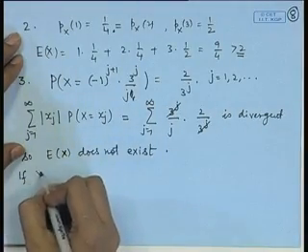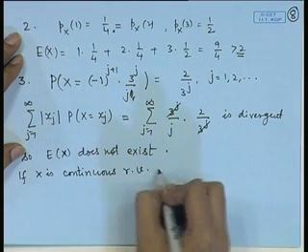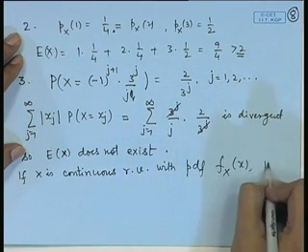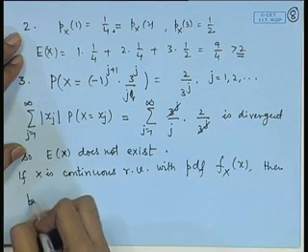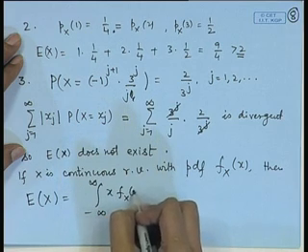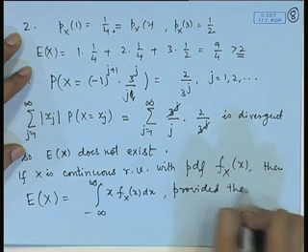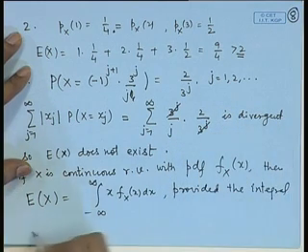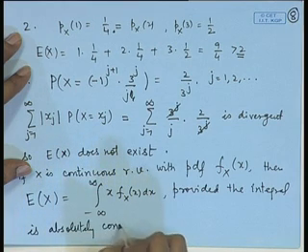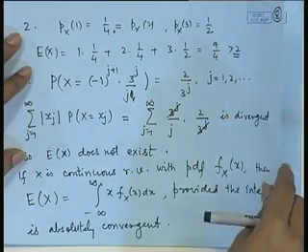If x is a continuous random variable with PDF fx, then expectation x is defined as integral minus infinity to infinity x fx dx, provided the integral is absolutely convergent. Let us look at some of the examples.